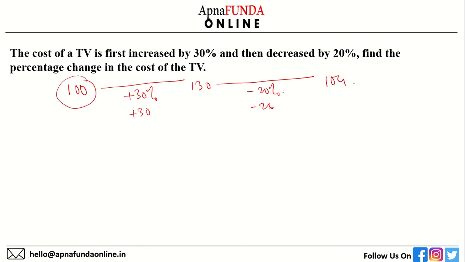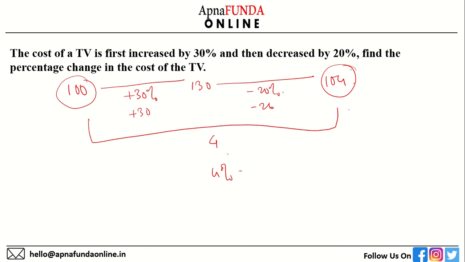100 is the original cost. 104 is the final cost. So the difference that I see is 4 rupees. So the percentage change will be 4%. I hope this is the answer that you have got.